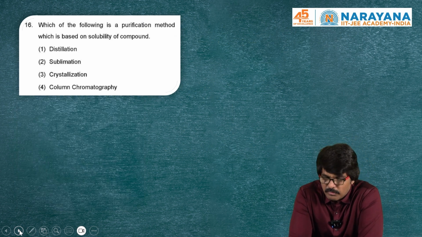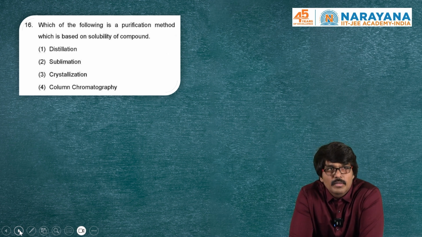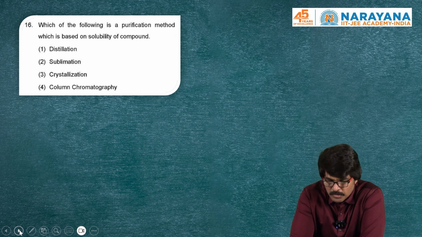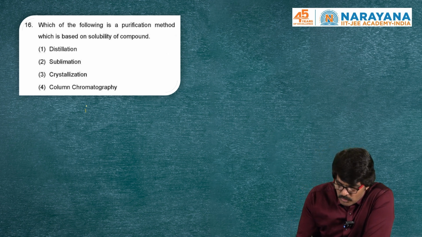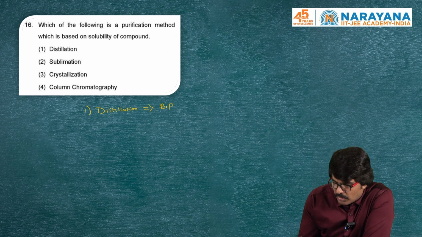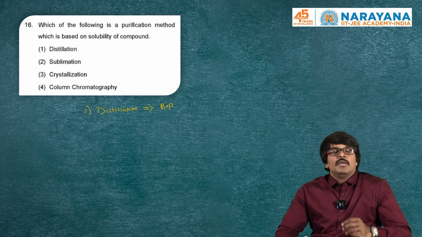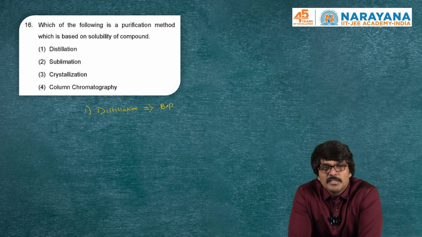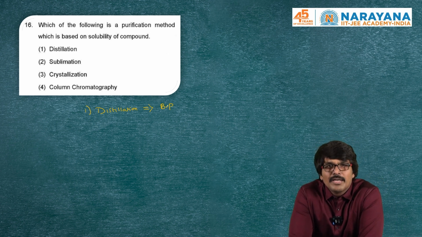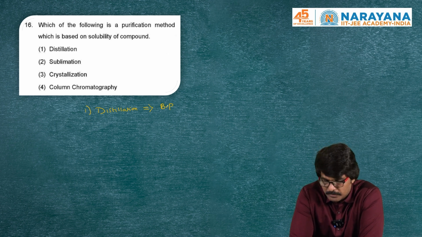Next question: which of the following is a purification method which is based on the solubility of a compound? This is practical organic chemistry, purification of organic compounds. In this, the first option is distillation, and this technique depends on boiling points. If the components present in the mixture have different boiling points, generally in that situation we choose the distillation process.